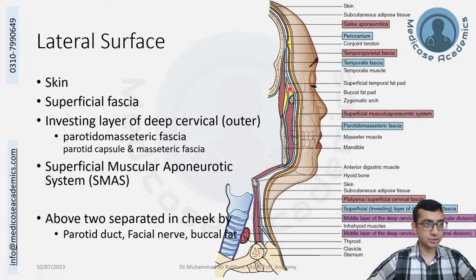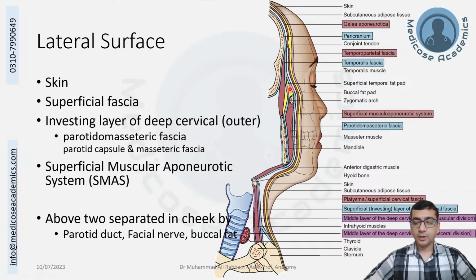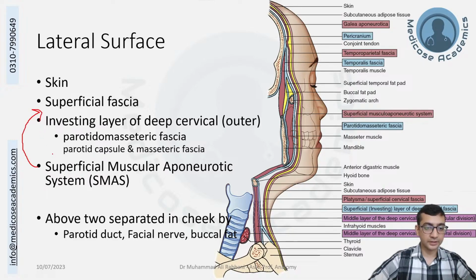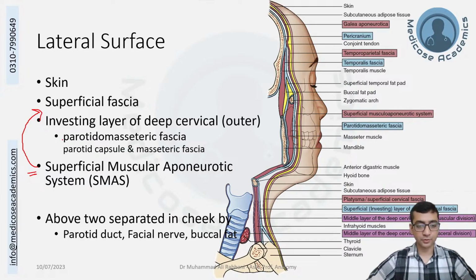Now let's talk about the relations of the parotid gland. On the lateral aspect, the parotid gland is covered by skin, superficial fascia, and the investing layer of deep cervical fascia. Here it is called the parotid fascia, divided into a parotid part posteriorly and a masseteric part anteriorly. The superficial fascia is actually the superficial musculoaponeurotic system that is on top of the deep fascia.